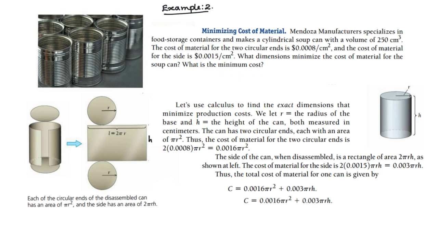So a cylinder has a top, bottom and the side. If you cut open the cylinder, you can see that the side is just a rectangle. So the height will be one of the sides of the rectangle. This length you can see will be the circumference of the circle, right? The circumference of the circle is 2 pi r, right? So this length will be 2 pi r.